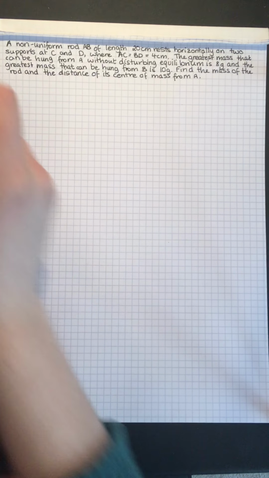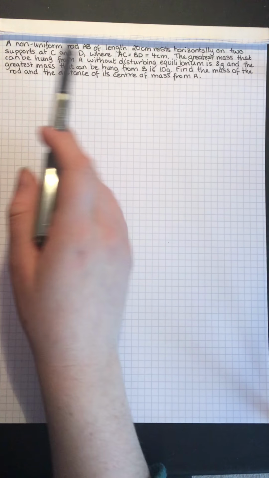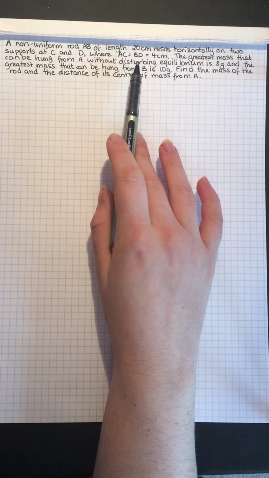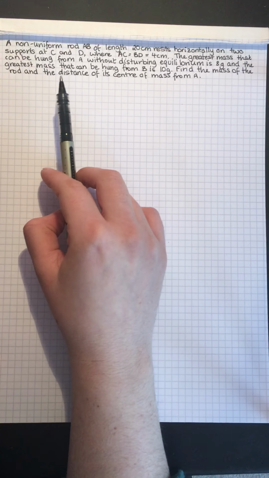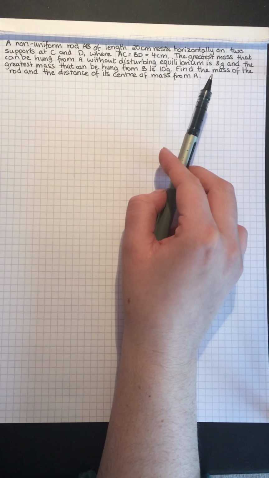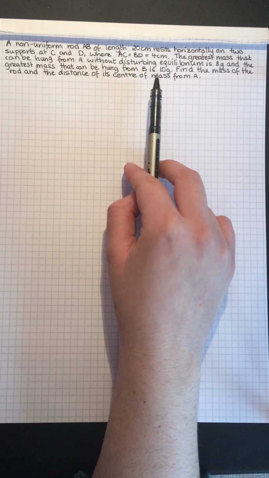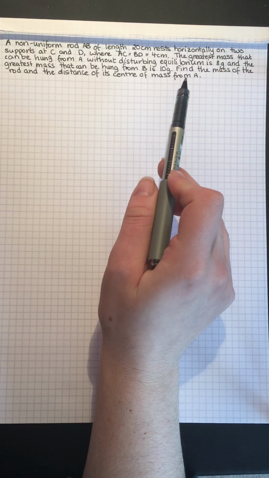So, a non-uniform rod AB of length 20 centimeters rests horizontally on two supports at C and D, where AC equals BD equals 4 centimeters. The greatest mass that can be hung from A without disturbing equilibrium is 8 grams, and the greatest mass that can be hung from B is 10 grams. Find the mass of the rod and the distance of its centre of mass from A.